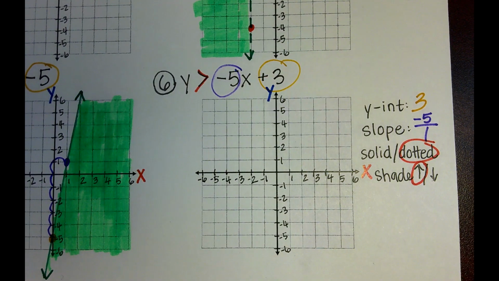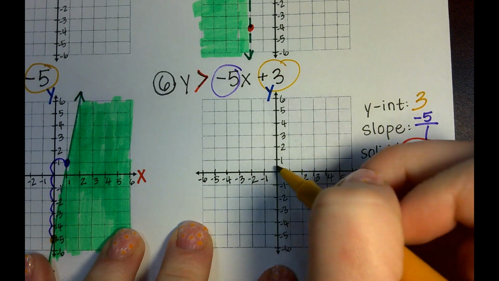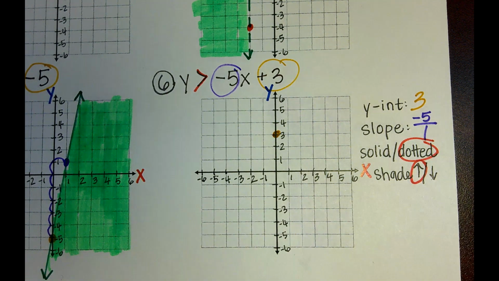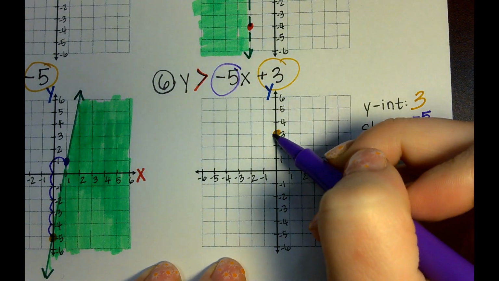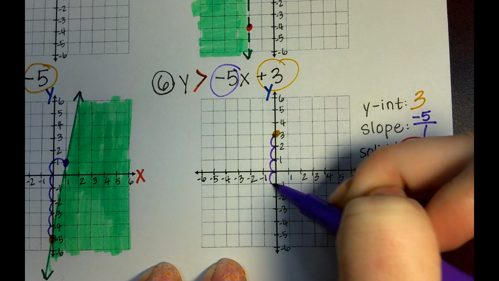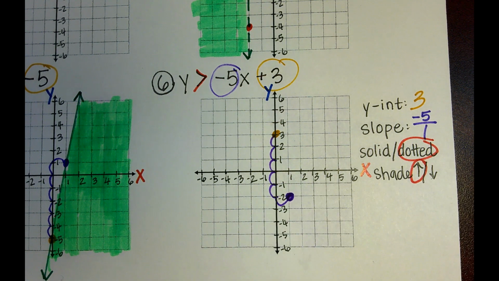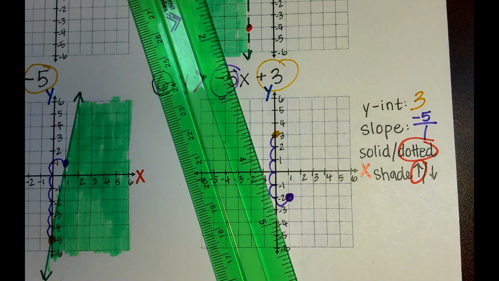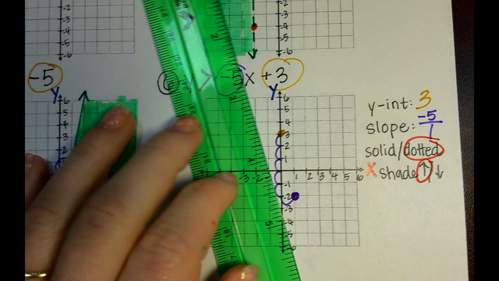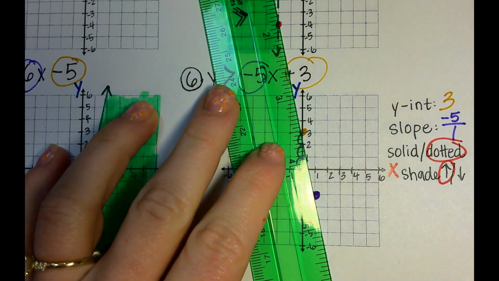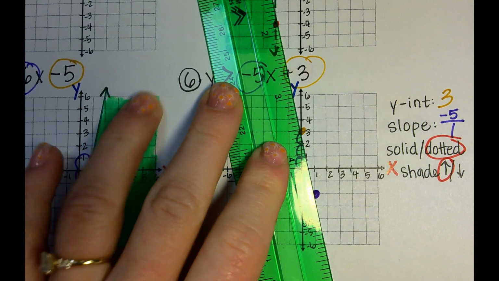Okay, let's finish up number 6. So where's our first point? 3 on the y-axis. And where should I go from here? Down -5. Good. 1, 2, 3, 4, 5 over 1. And we have a dotted line. So let's connect our dots.